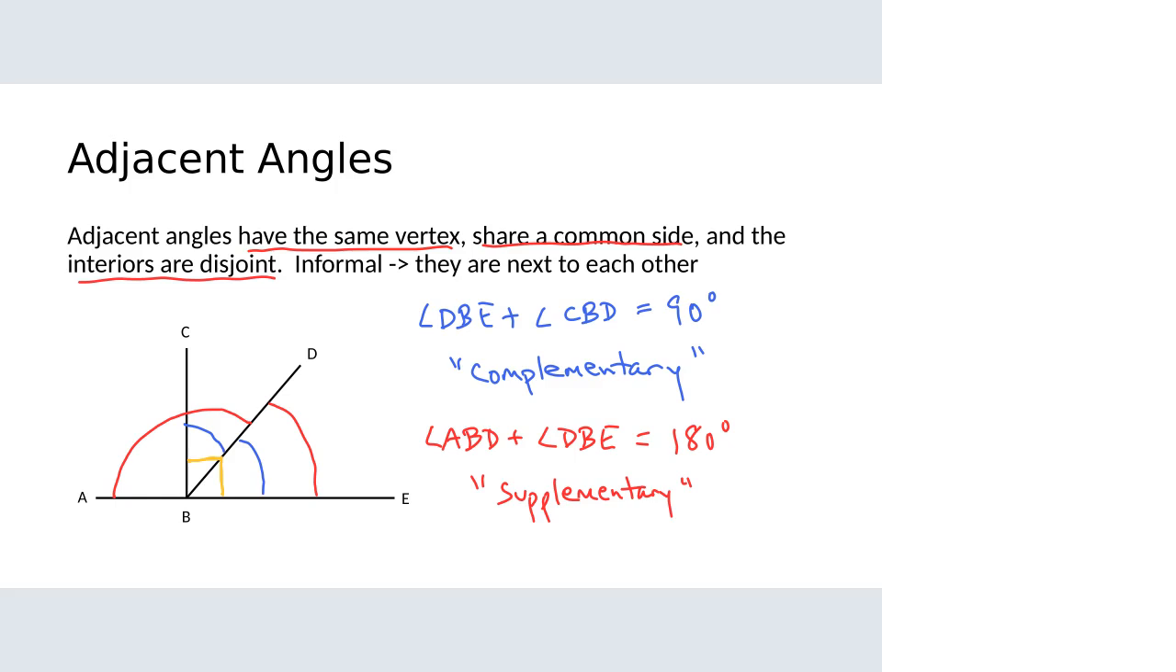There's other ways I could do supplementary here. As I look at this picture, let's see, I could do ABC added to CBE. Those would also be supplementary because they add to make 180 degrees. Any questions about anything there with adjacent angles, complementary angles, and supplementary angles?